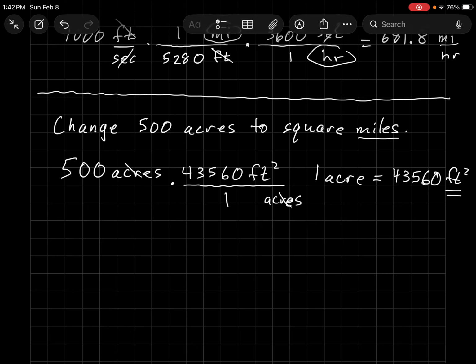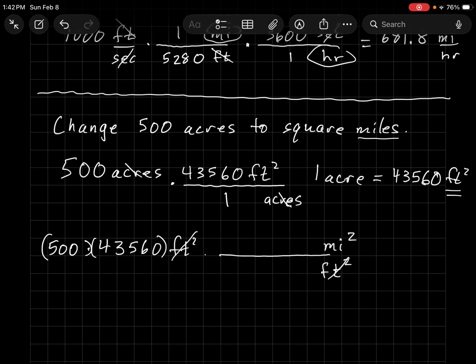All right, well, I need square miles, not square feet. So let me rewrite this down here, just with the units that we now have. And now I need a conversion factor that gives me miles squared up here. And of course I want feet squared down below like that. And why is that? Again, so that my units will cancel. So how do I get from feet squared to miles squared?